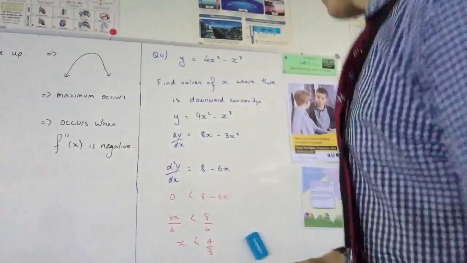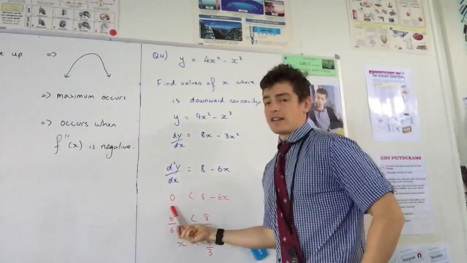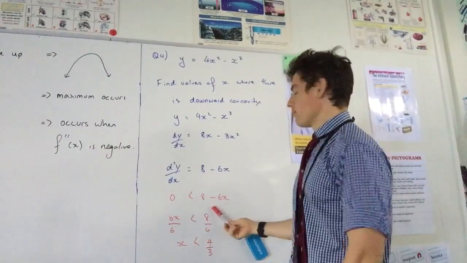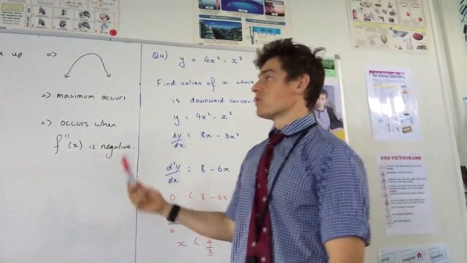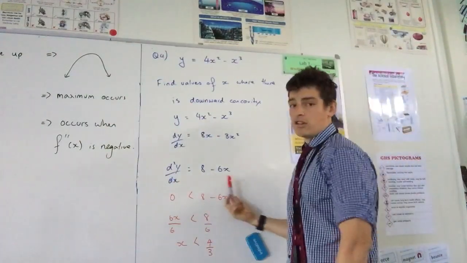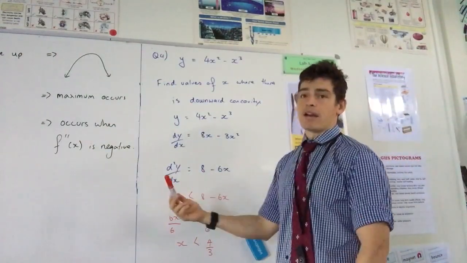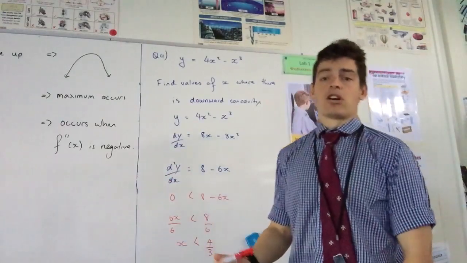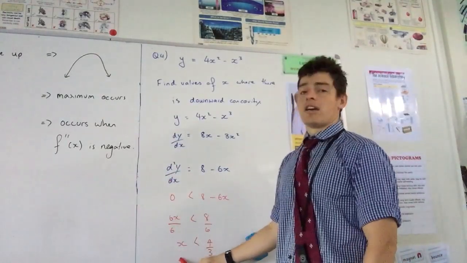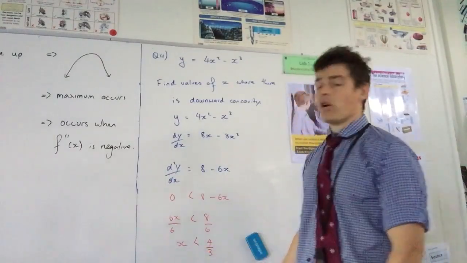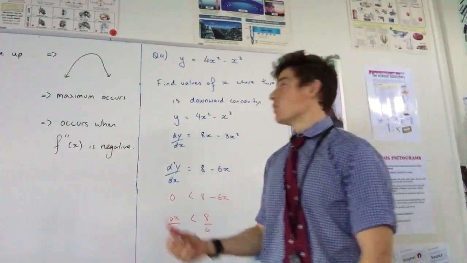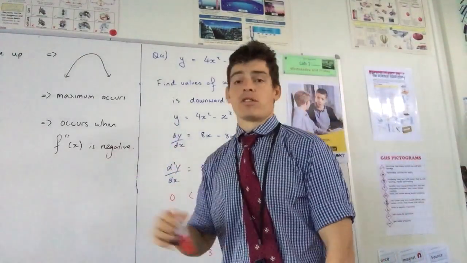In red, I've set my double derivative to equal 0, but rather than letting that equal 0, now I've got this side must be greater than 0. Okay, so for a downward concavity, we need a positive value, which means that our double derivative function must be greater than 0. I then rearrange that like I would any other function, take my 6x over, divide both sides by 6, and I get x must be less than 4 over 3. Okay, so any value of x less than 4 over 3 will give me a downward concavity.